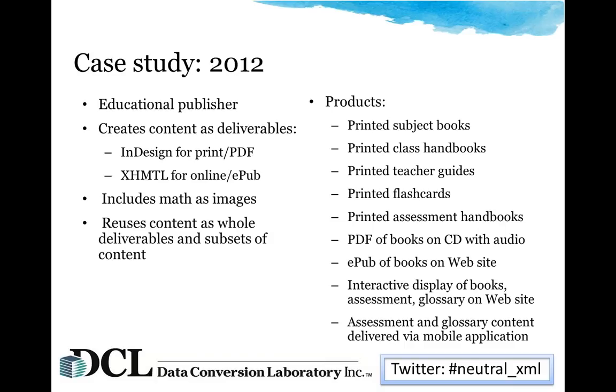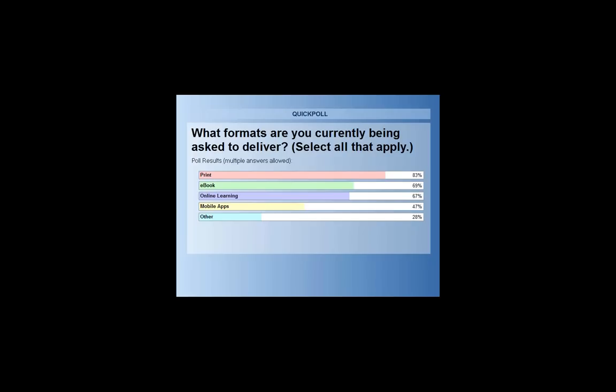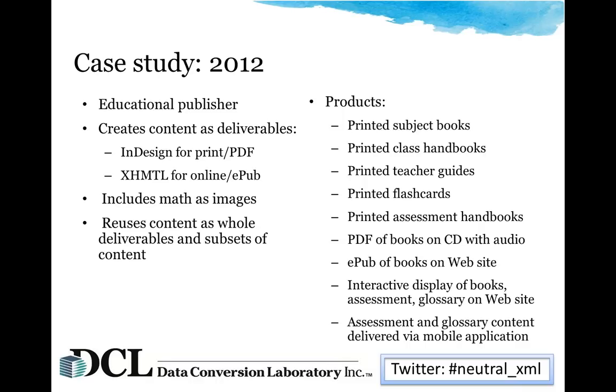Well, let's move forward 10 years, and we're being asked for something completely different. And so we're at 2012. The results of the poll show that 83% of you produce print, 69% of you produce eBooks, 67% produce online learning, 47% are delivering content in mobile apps, and 28% have other. So that's a really big change from what we just talked about from 10 years ago.